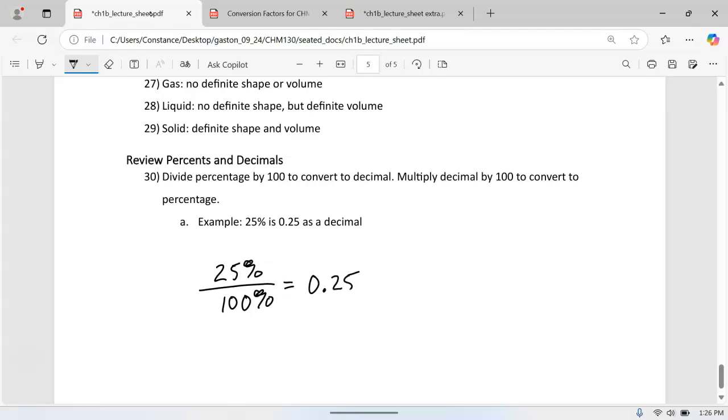And vice versa, if I started out with 0.25 as a decimal and wanted to convert it into a percentage, then I need to multiply by 100. So I would multiply by 100% to get back my 25%.